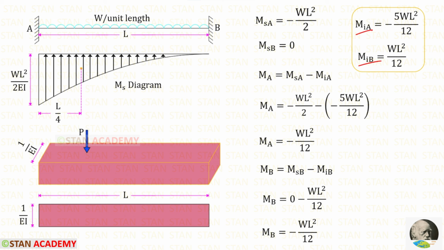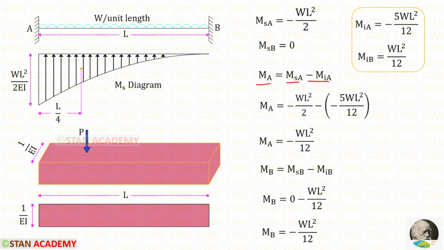Now let us find the stresses MSA and MSB. For that, we have to look at the MS diagram. Let us find MSA. In the point A, the stress is WL square upon 2. We know that it is negative. Let us find MSB. In the point B, the stress is 0. So MSB is 0. We know the formula to find MA, that is MSA minus MIA.